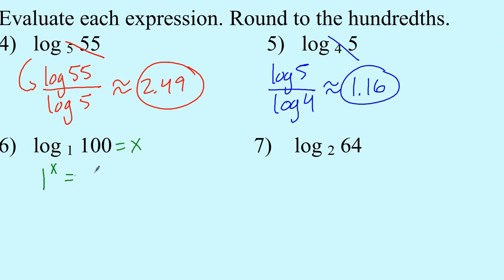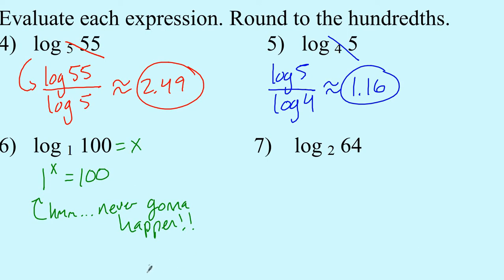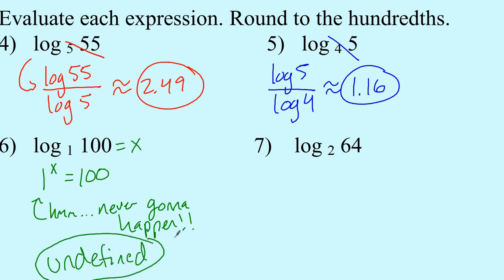1 to what power is going to be 100? That's never going to happen. 1 to any power is always going to be 1. So this one isn't real. It doesn't exist. You'd call it undefined. So this one is undefined when it doesn't make sense. It's not imaginary, but it just doesn't make sense.